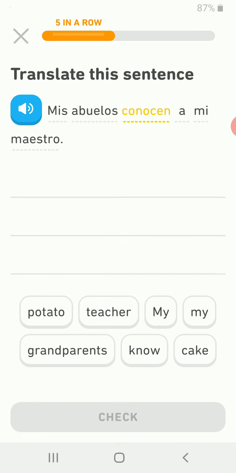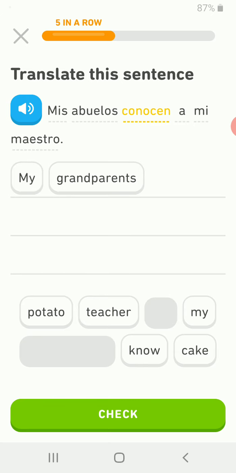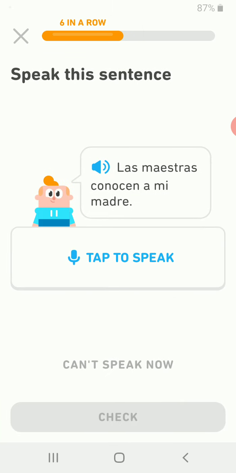Mis abuelos conocen a mi maestro. So they met him or they know him. So my grandparents know my teacher. Las maestras conocen a mi madre. So it means that the teachers know my mother.